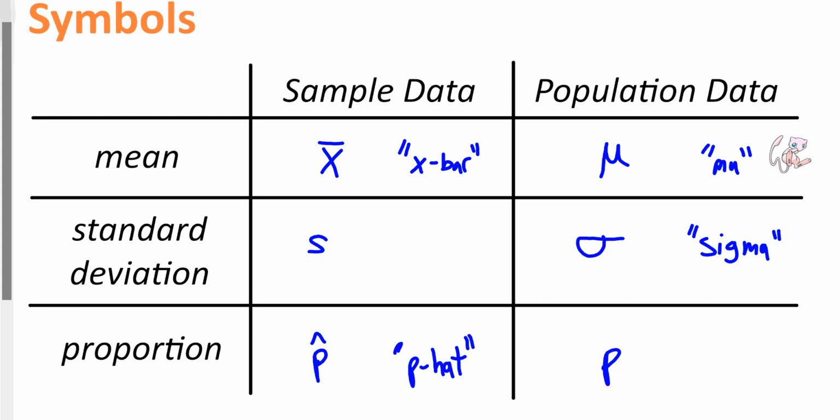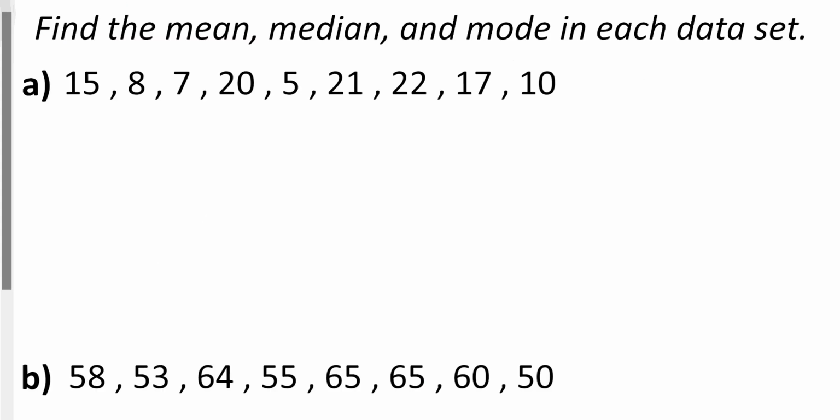All right? Those are our symbols that we're going to be using depending on if it's a sample or a population, statistic or parameter. So I'm going to have you guys pause here while you find the mean, median, and mode for each data set. There you go.